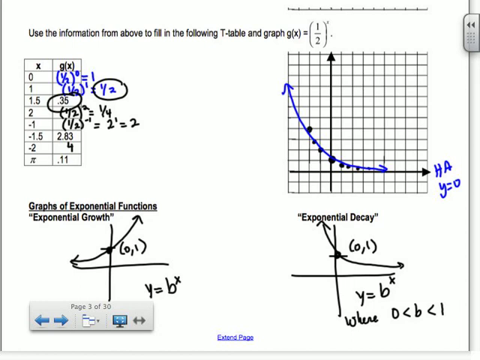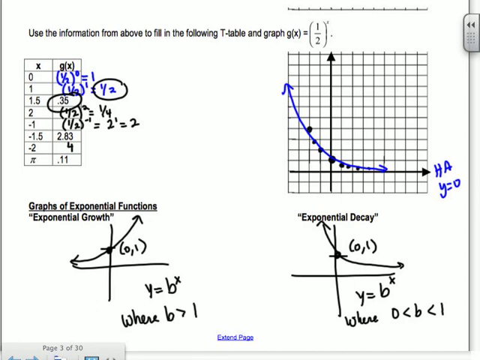Okay, so this next one, so exponential growth, this is where your b value is greater than 1. So it could be like 1.5. It could be a fraction, but it's a fraction that's bigger than 1.